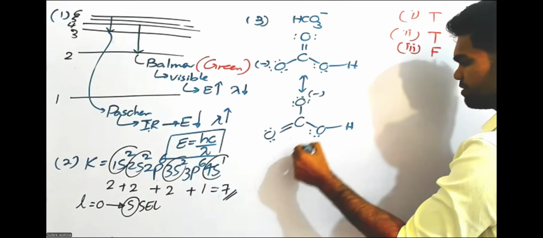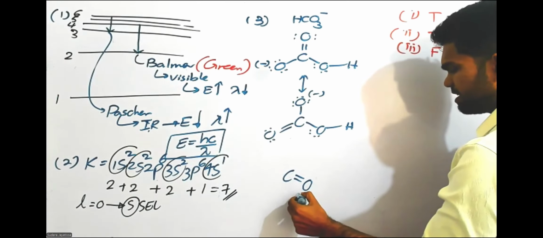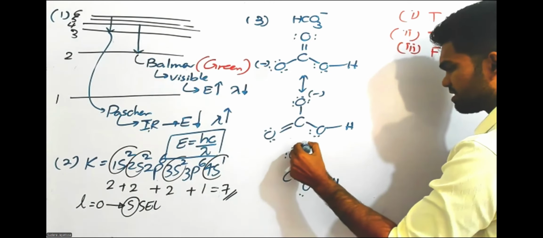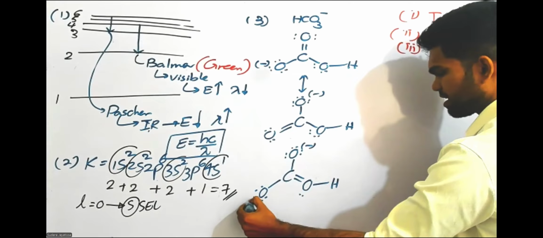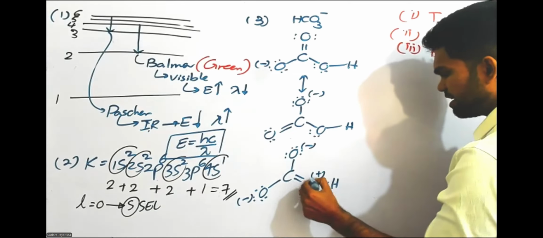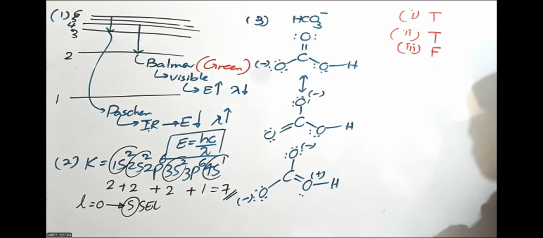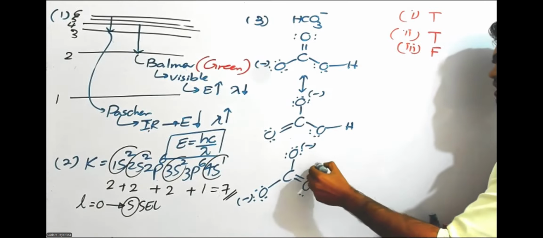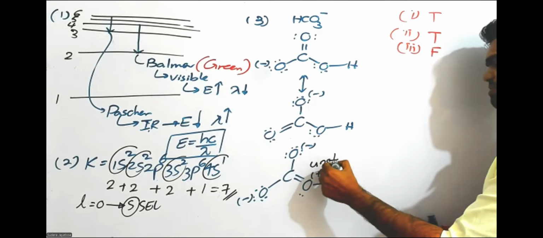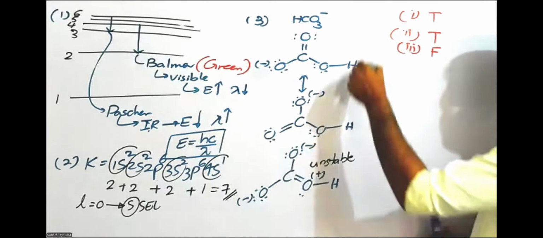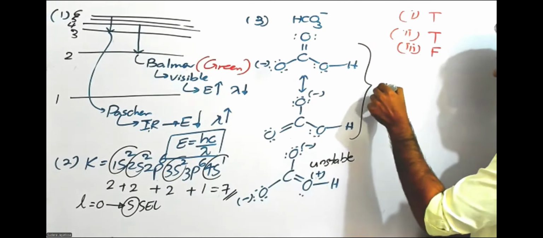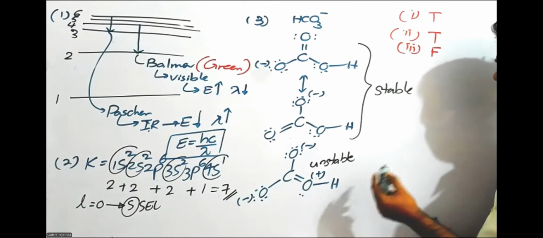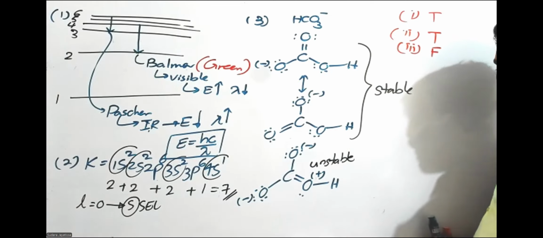And then we can draw one more structure by putting the pi bond to this oxygen connected with the hydrogen. And interestingly, there you will be having a positive charge. So having positive charge on the more electronegative oxygen makes it unstable. And these two are stable. So this question is telling there are two unstable structures. No, there is only one unstable structure.